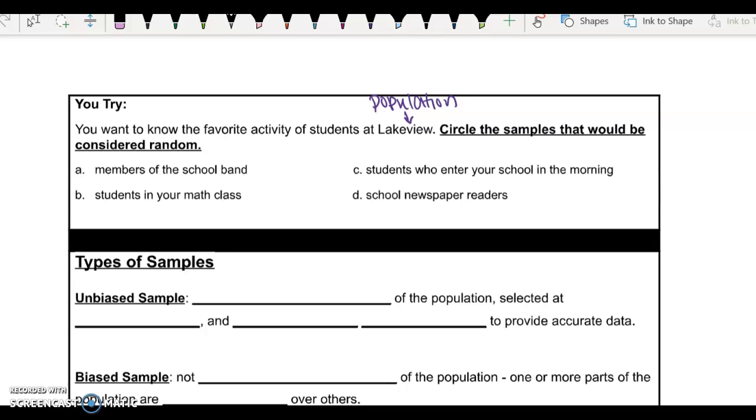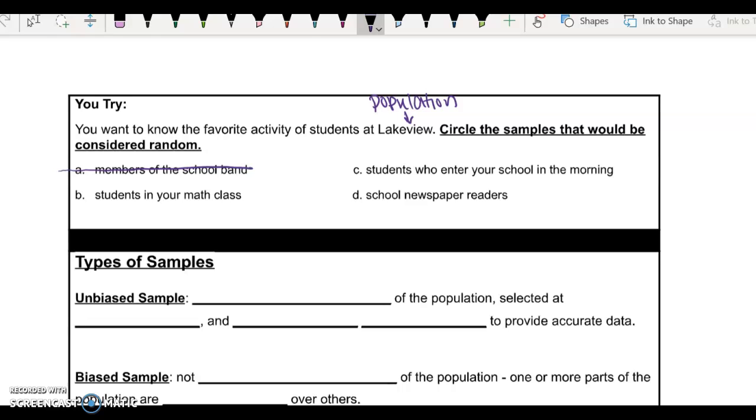It's actually not going to be A, because we can infer that the majority of the students that are in band would have band as one of their favorite activities. Because they all have that one activity in common, it's not a good representation of all of the students at Lakeview, because not everybody at Lakeview is in band and not everybody at Lakeview plays an instrument.